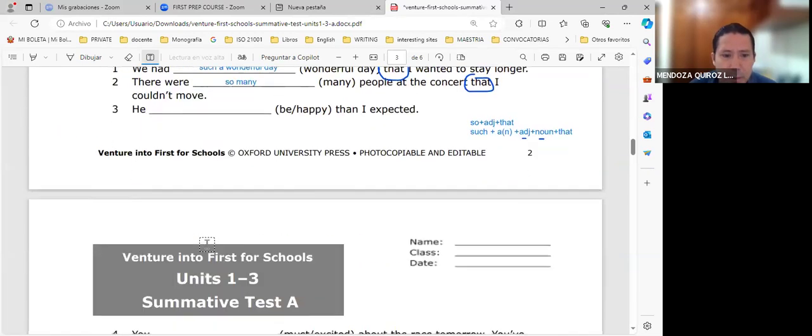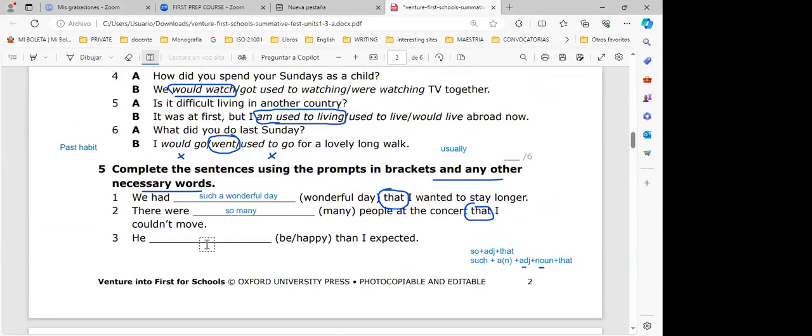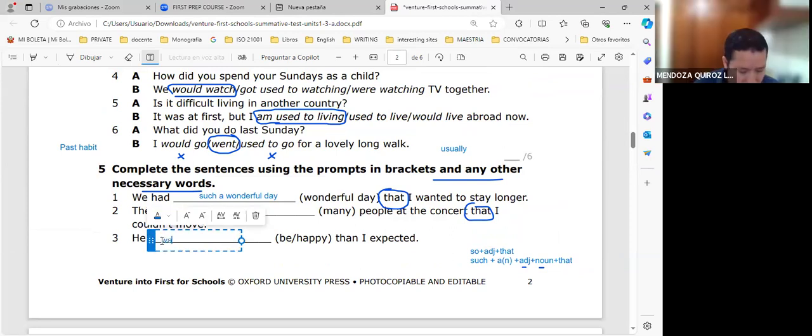Number three, Dalma. He was happier than I expected. He was happier than. In this case, this is a regular comparative, no difficulties.